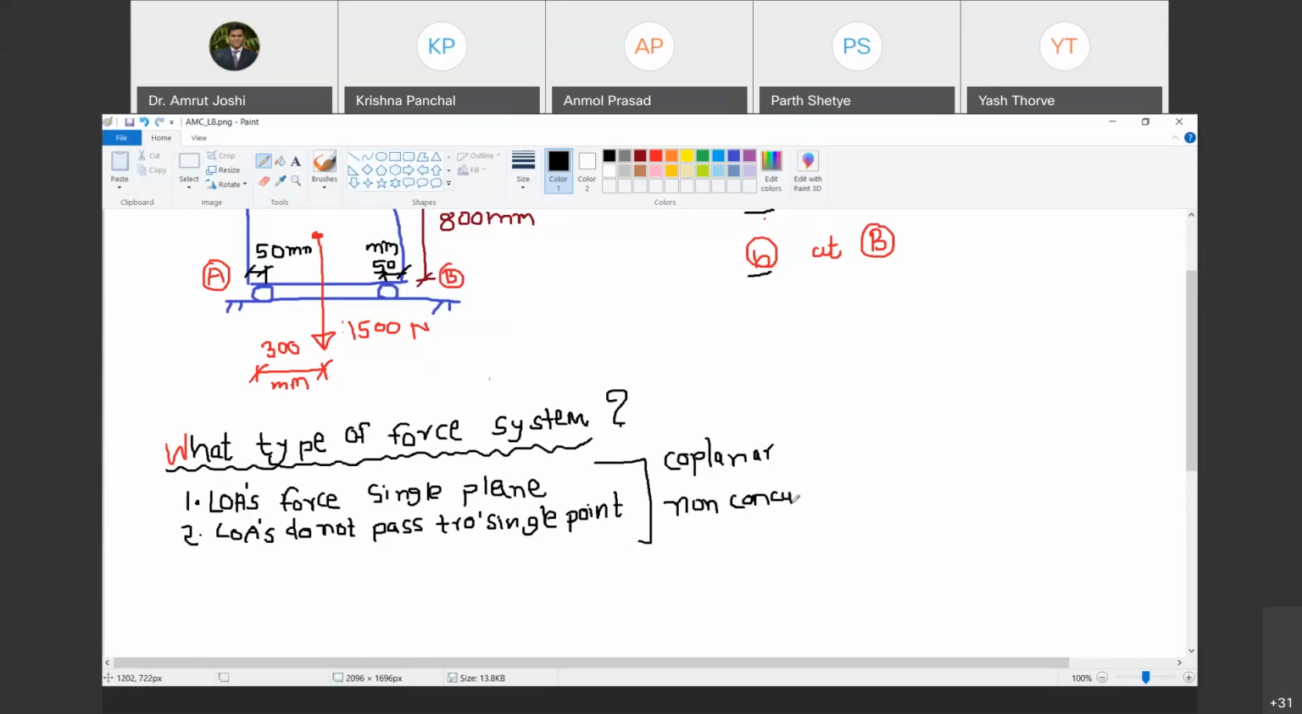Okay. You can mute yourself now. Madhura, I want you to unmute yourself. Yes, sir. So can you tell me what is the definition of a concurrent force system?